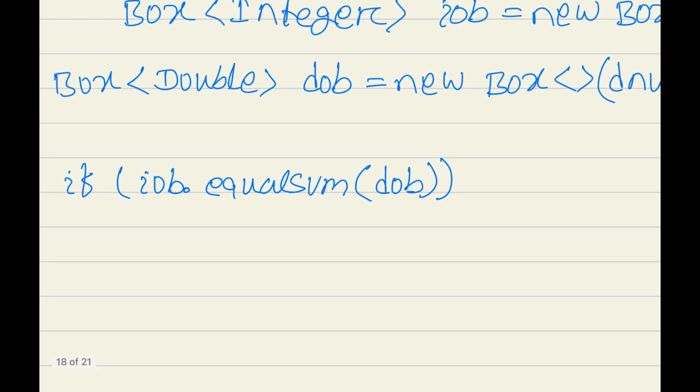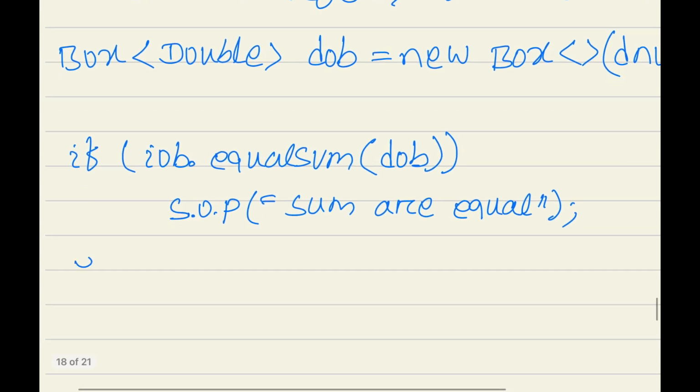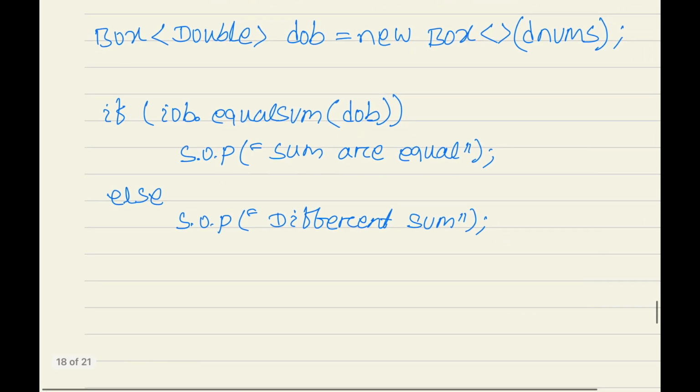So if iob.equalSum(dob), we can write System.out.println, in short SOP, "Sums are equal", else we can write "Sums are different", or "Different sum", like this.